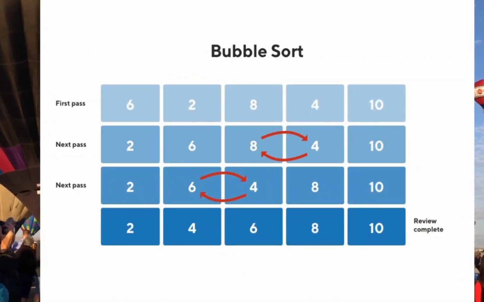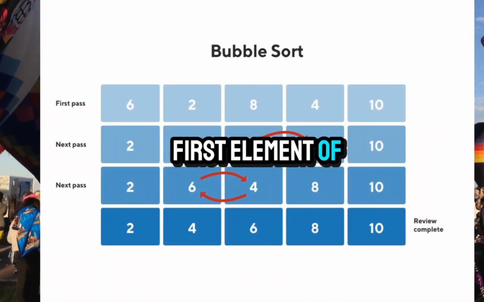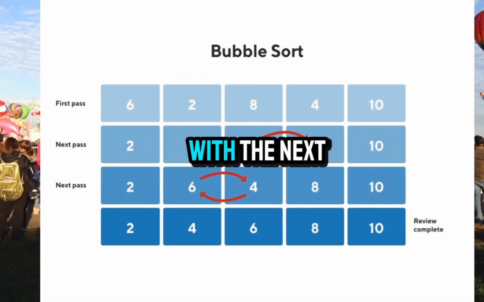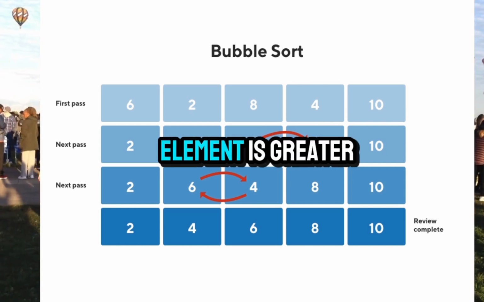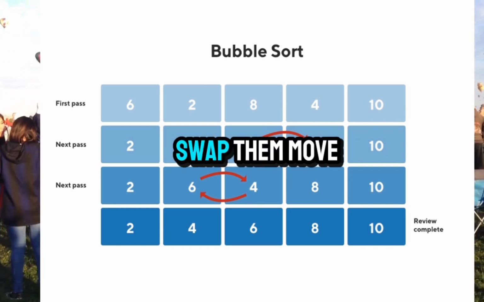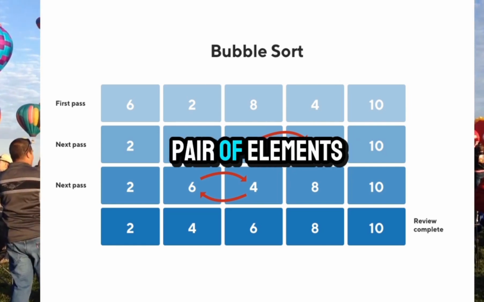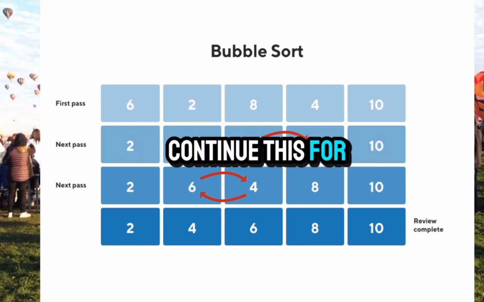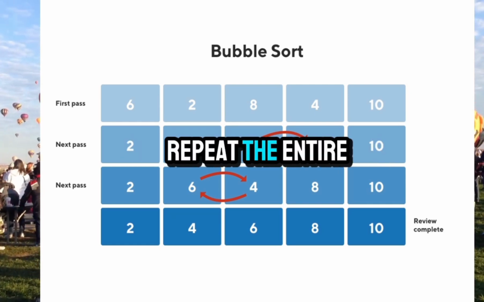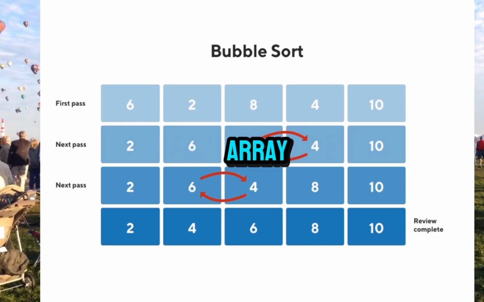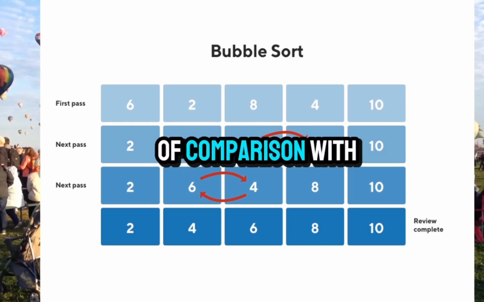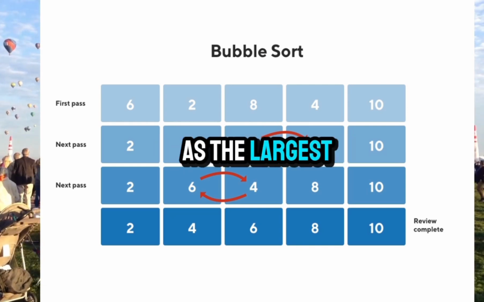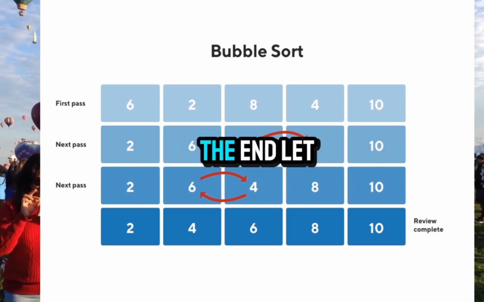How it works: start with the first element of the array, then compare it with the next element. If the first element is greater than the second, swap them. Move to the next pair of elements and repeat the comparison and swapping process. Continue this for the entire array. Repeat the entire process for all elements in the array, reducing the range of comparison with each pass, as the largest elements are already sorted and moved to the end.